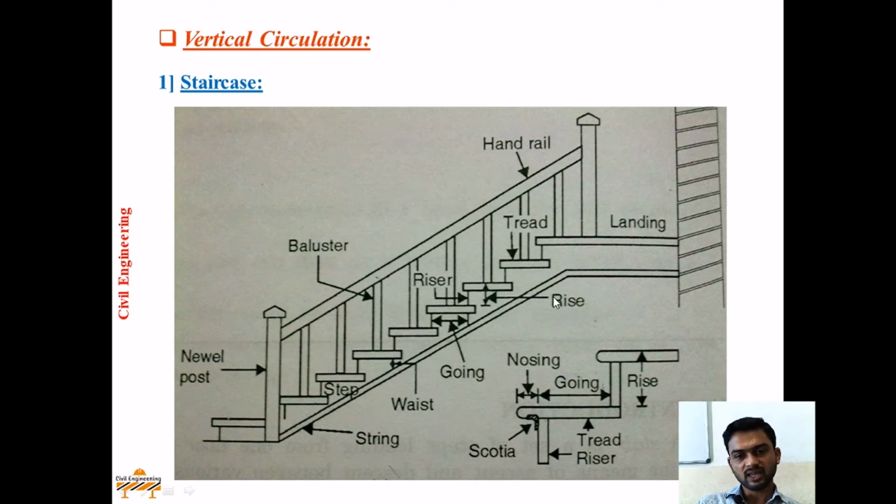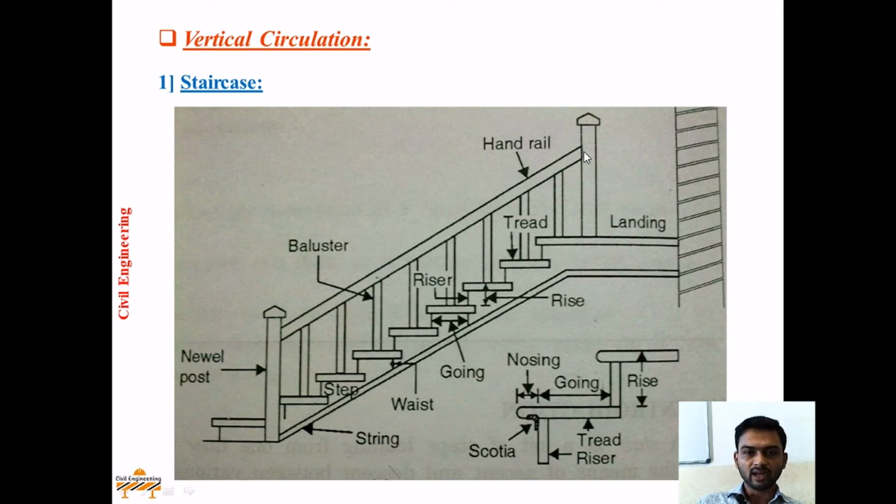Now this is a staircase, and these are the components of a staircase. The soffit of the slab staircase, or the bottom of the staircase slab, is called the waist slab. Here we can see the waist slab. Then this horizontal portion, nosing plus going, where we place our foot is the tread, and this vertical portion perpendicular to the tread is the riser. The nosing is the projected part beyond the riser.